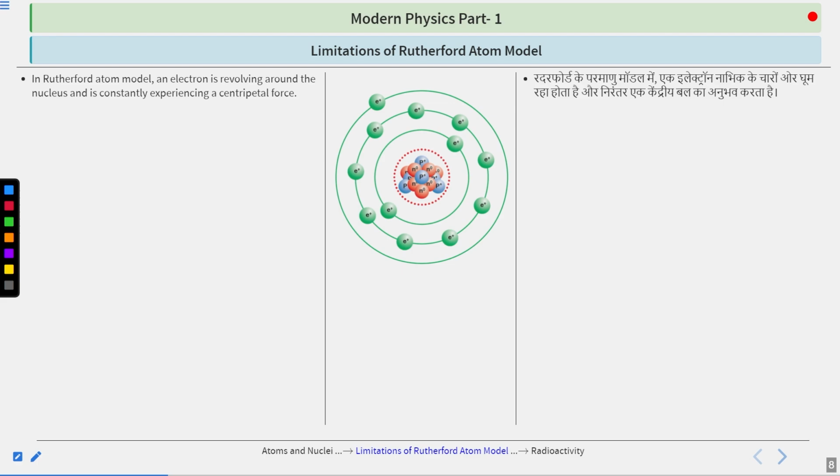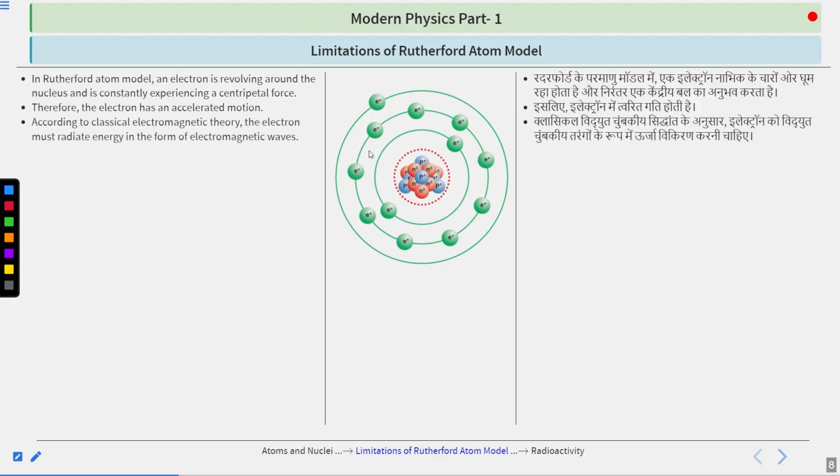By virtue of centripetal force. That is what he said, right? Therefore, the electron has an accelerated motion. Because if it is continuously attracted towards the center of the atom, it will be accelerated. It will start moving fast.